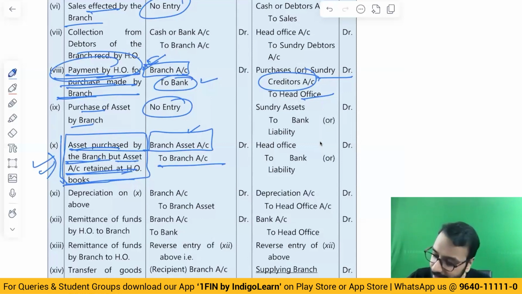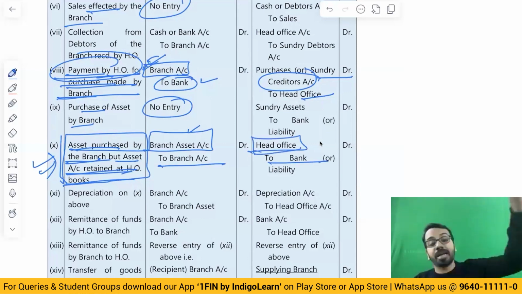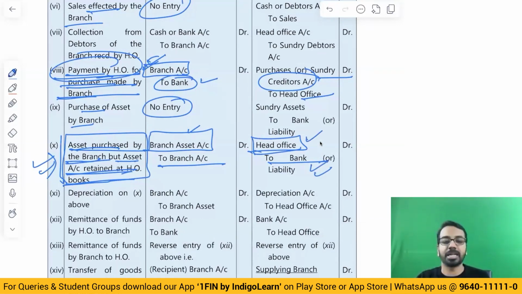In the branch books, you will have head office debit to bank. Now, why head office debit? I have transferred the asset to head office. So I will debit the head office account, and I have made the payment by bank.